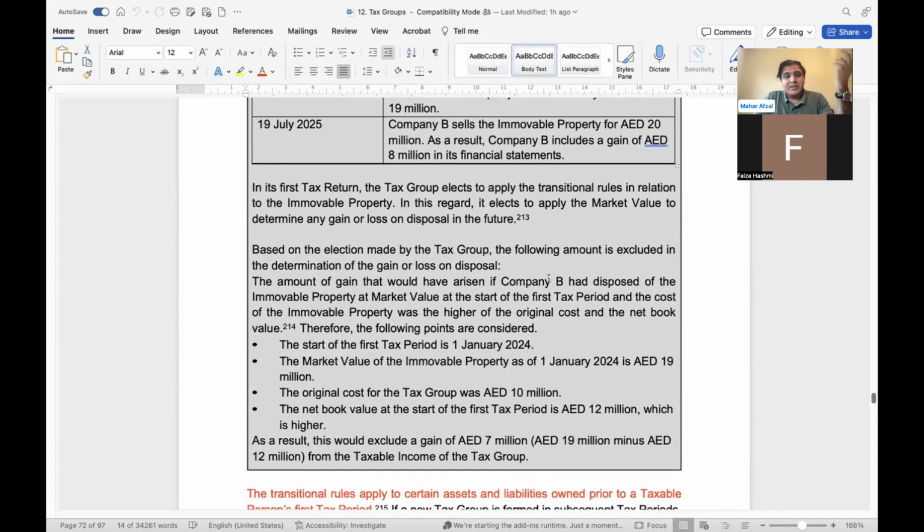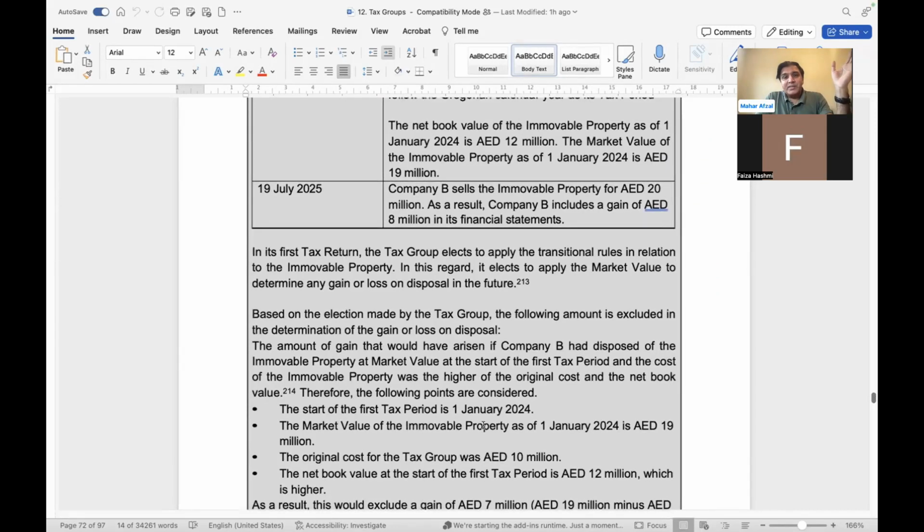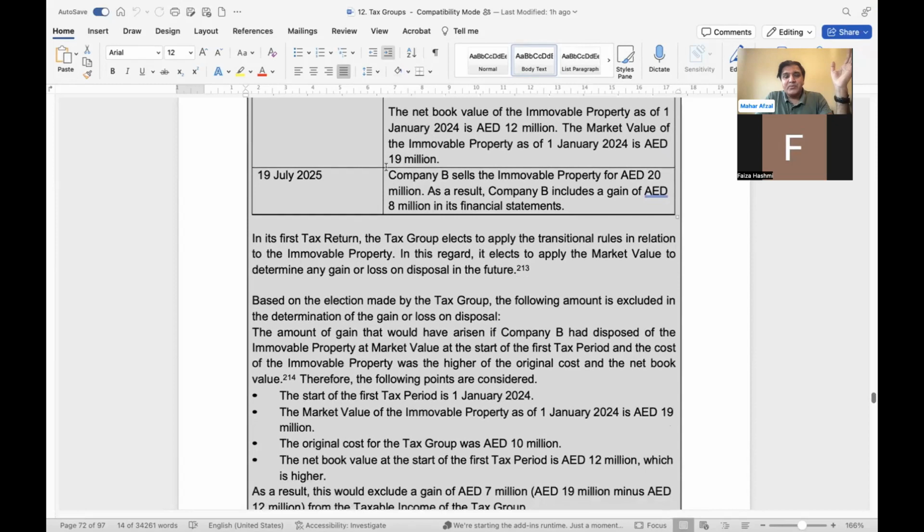Now they are asking basically what, as a result, the group will gain. What is the gain? Pre-tax era gain, post-tax era gain. So what was the fair value of the asset? 19 million. This was the fair value of the asset on 1st of Jan 2024 when tax started.